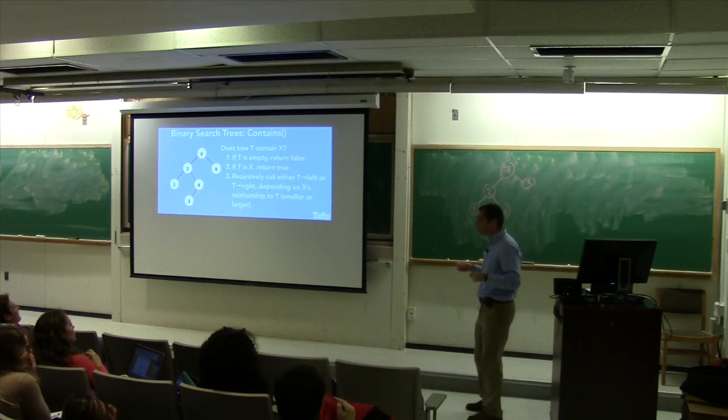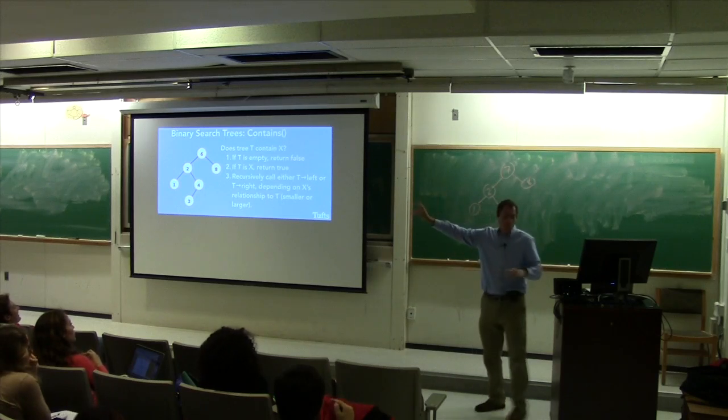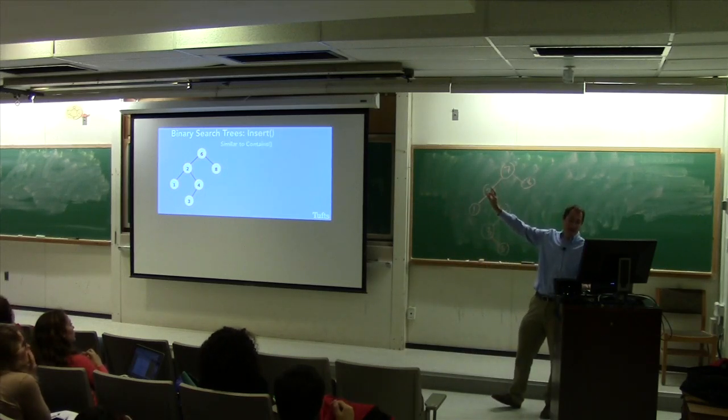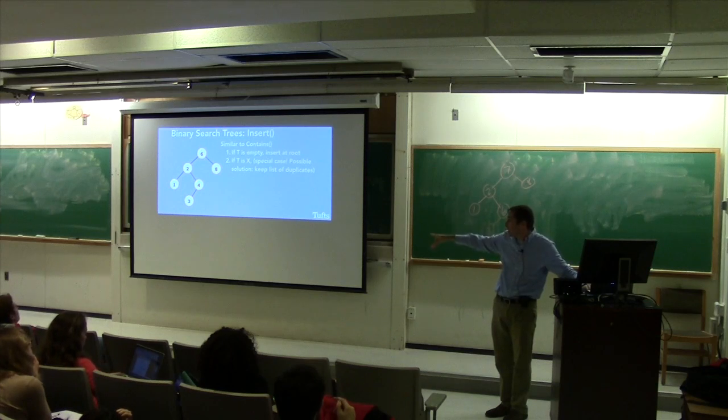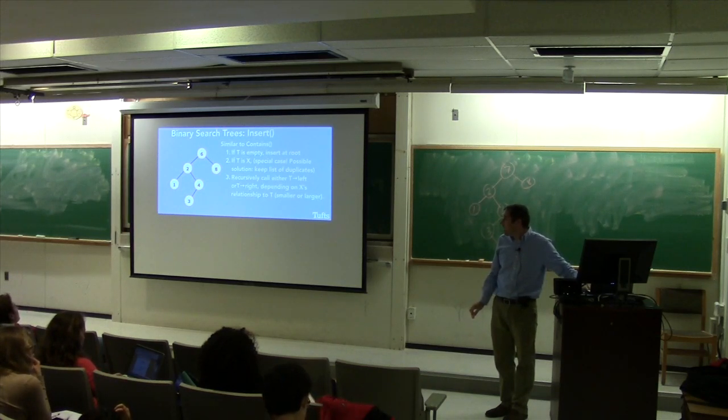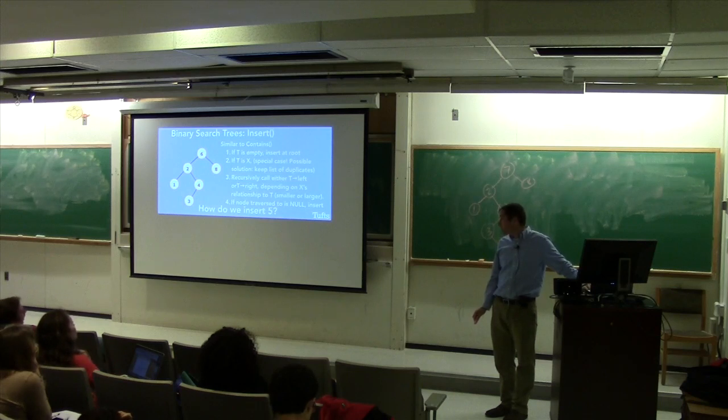Very good question. Okay. Now, we've done what I call the easy cases, right? We've done insert. Insert was right. This is the special case I was talking about. If they're the same, we might want to keep a list of duplicates, if you want to do that. Recursively call left or right depending on x's relationship, and then if you get to null, stick it there. Okay? All right, we talked about how to insert 5.